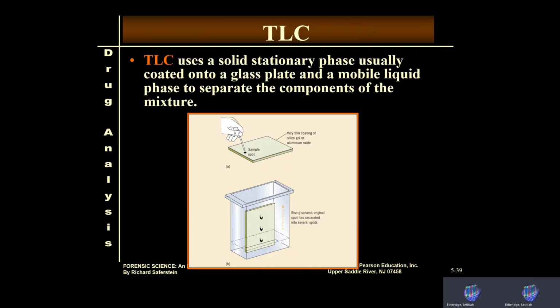So this is the first set of chromatography. This is TLC, thin layer chromatography. It's going to use a solid stationary phase, and it's usually coated onto a glass plate. That's going to be your stationary phase. And then you're going to have a mobile or liquid phase that's going to separate the components of the mixture. I actually have some videos that I'm going to upload that show you all the different types of chromatography and how to separate the three.